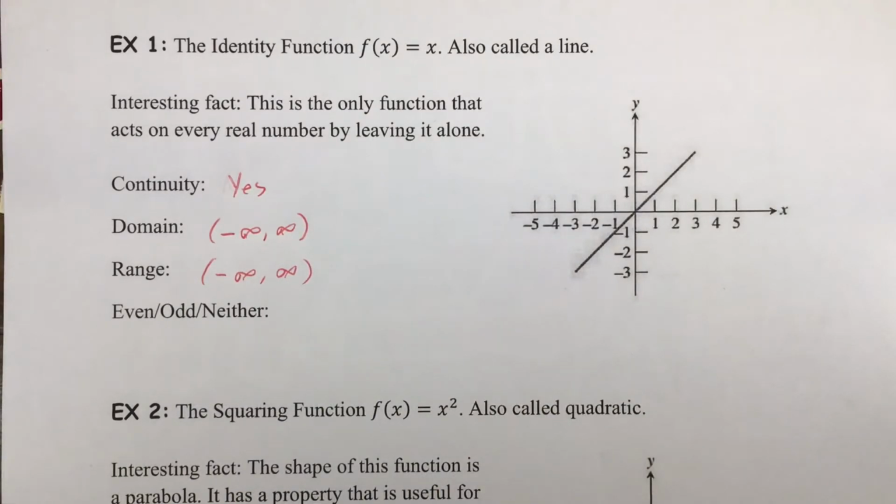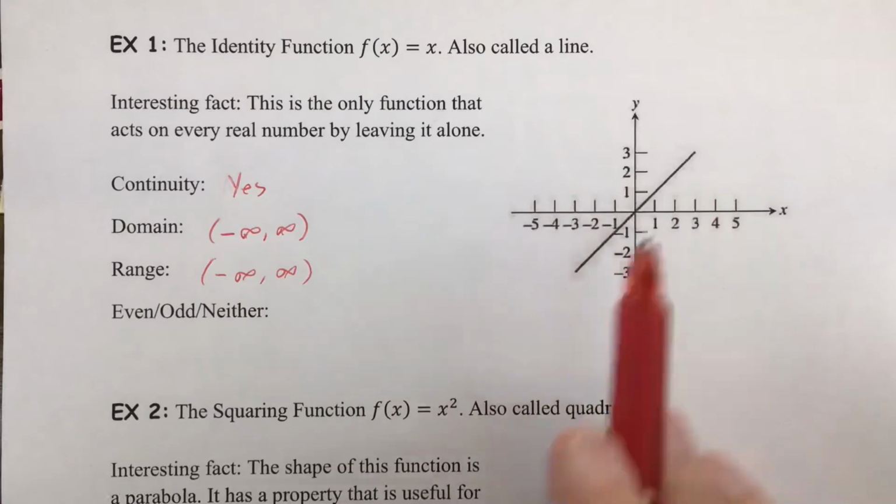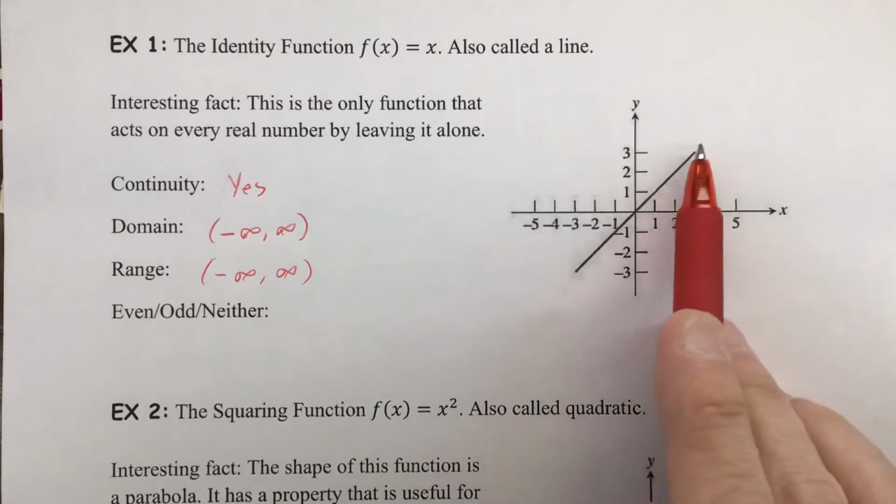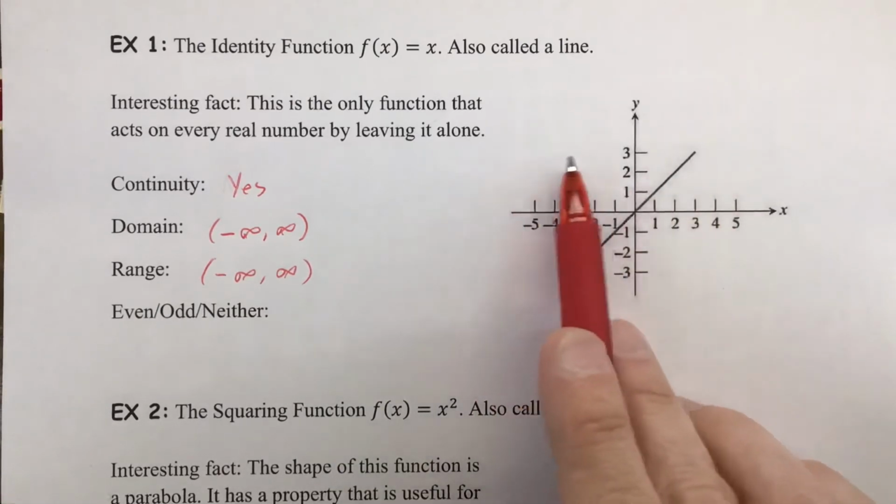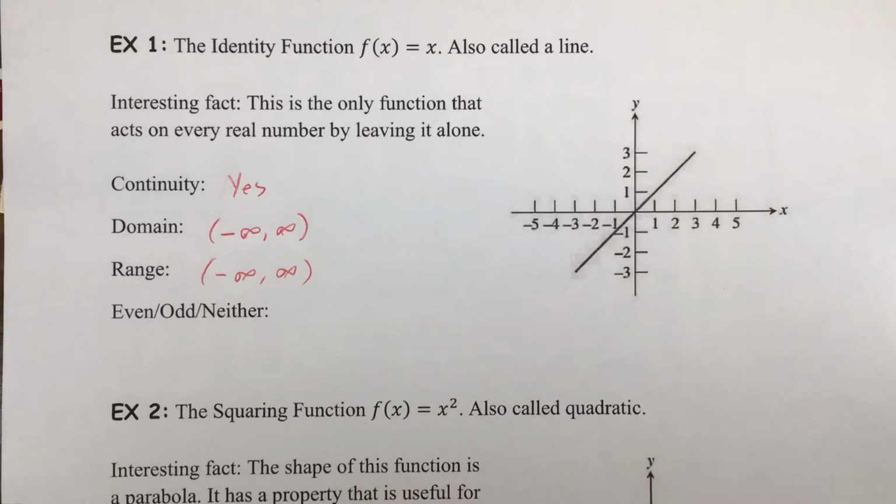Okay, is this function even, odd, or neither? For even, it must be symmetric about the y-axis. That means we should be able to reflect it over here, which it clearly does not. You've got a top part in quadrant 1, but you don't have anything in quadrant 2. So not an even function.